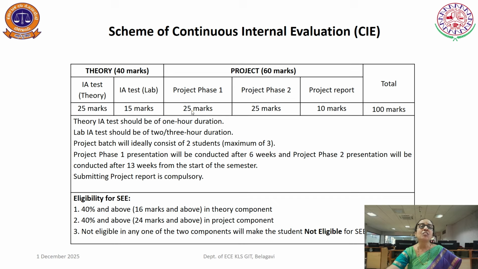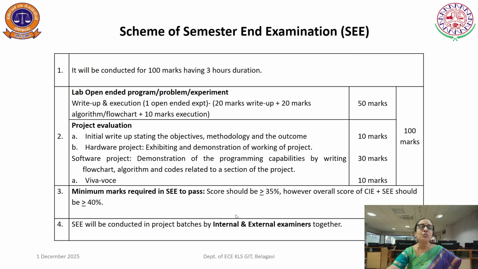The first phase consists of 25 marks, which is for ideation and conceptualization, along with block diagram building. Then project phase 2 is about the implementation and results with discussion. Based on the phase 2 outputs, you write a project report, which is evaluated for 10 marks. So the total internal evaluation is for 100 marks, out of which you have to score 40% and above in the theory component and 40% and above in the project component to be eligible for the semester end examination.